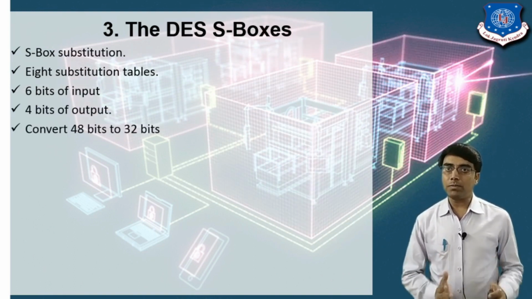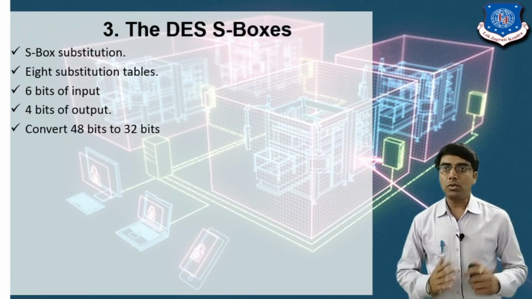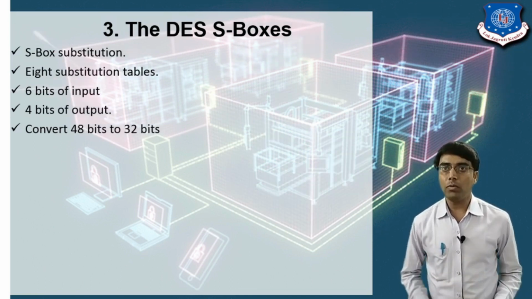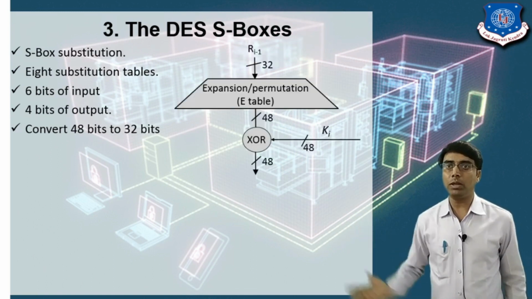Why do we use this S-box? Because our output is 48 bits. So now we will convert the 48 bits into 32 bits. How can we do it? With the help of the S-box, we will convert the 48 bits into 32 bits.